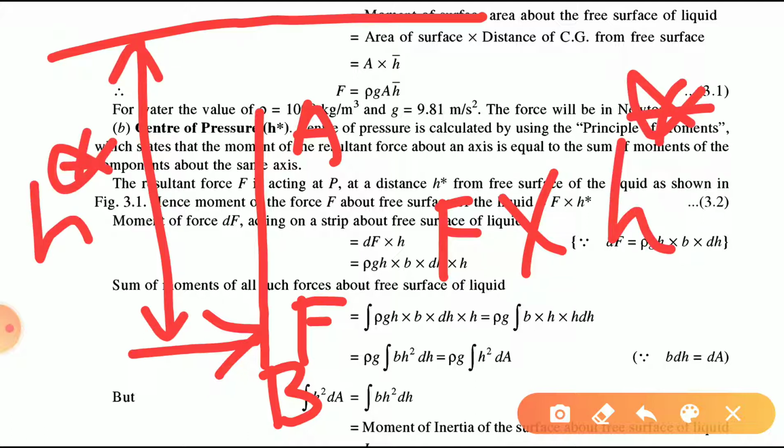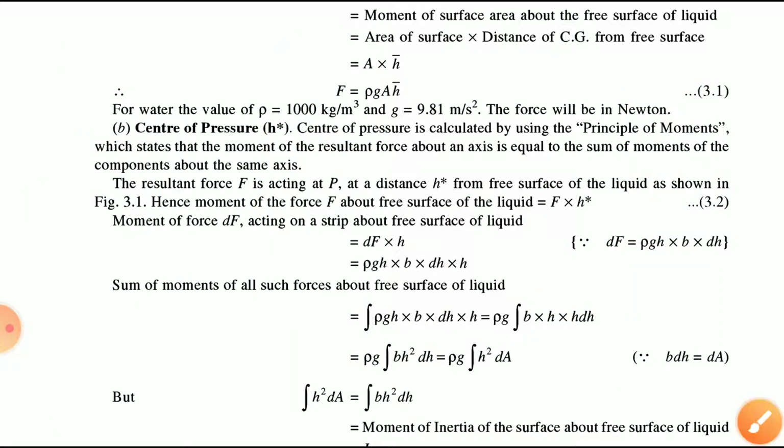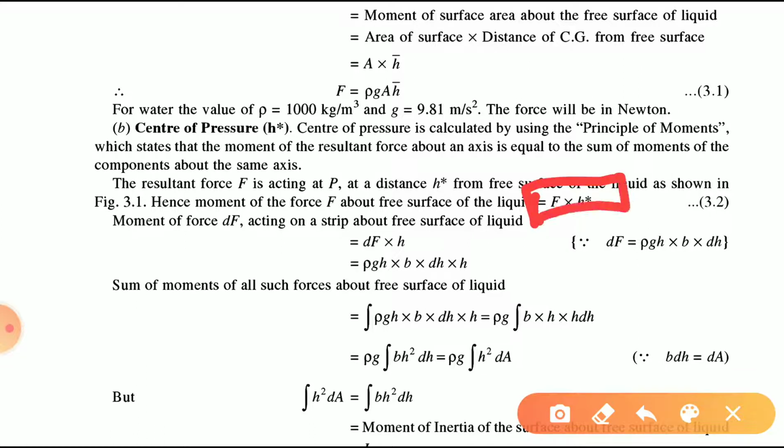So this will be the moment of this total force about the free surface of the liquid. If we compare this with the integration of the total moment for the elemental strip, then we will also get the moment for the total surface area. Then we will compare these two and we will find the equation for the center of pressure. Hence this moment about the free surface of the liquid by the force capital F is F into S star.